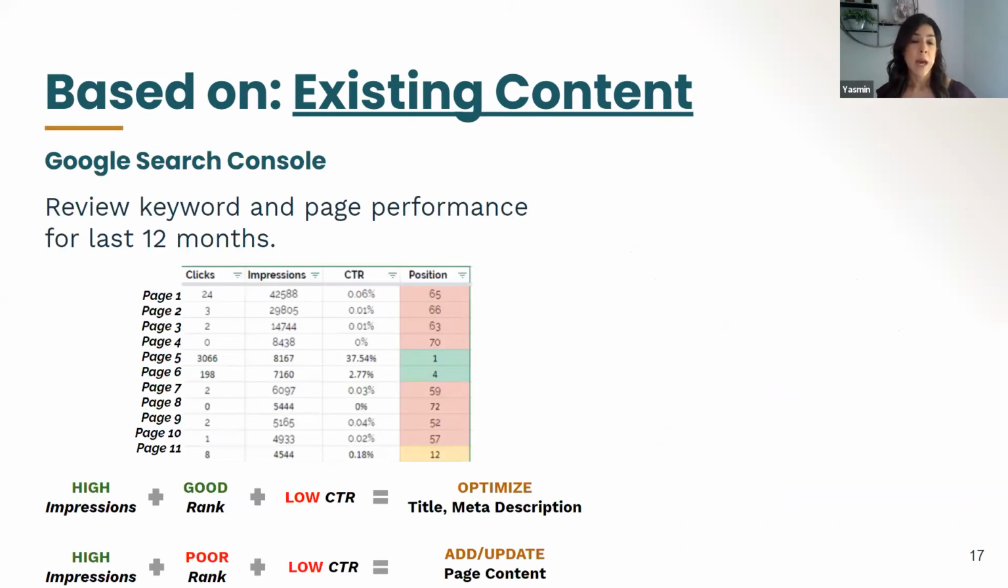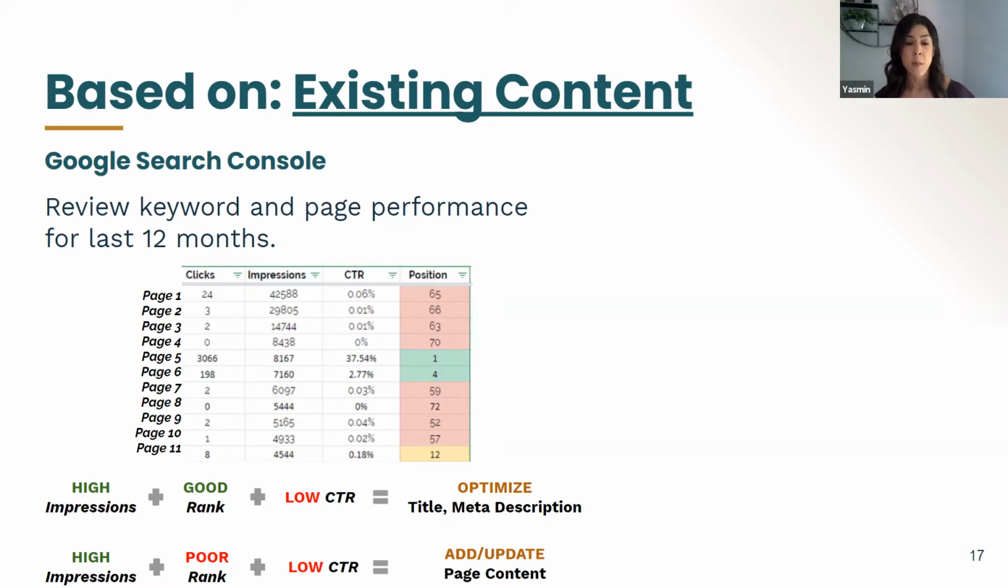And what we recommend is to go into Search Console and take a look at keyword and page performance over the course of at least the last year, just so you have a really good set of data to work with. And you're able to export this information out. You can see a sample here that I pulled from a current client.